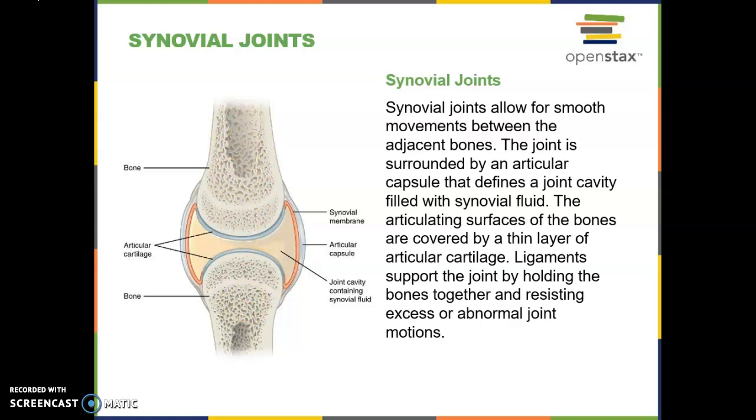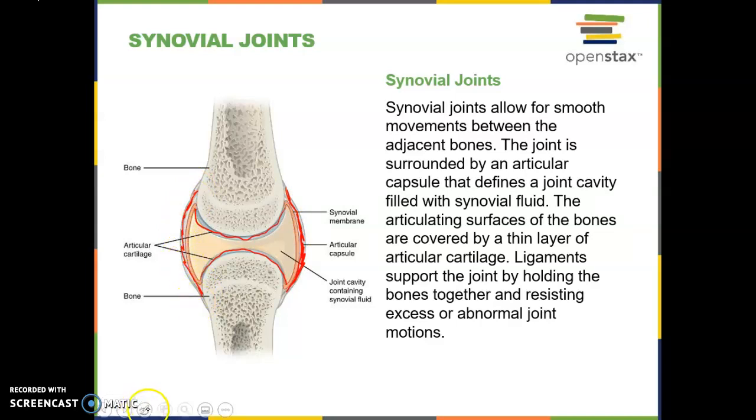And the articular side of the bone is surrounded by the articular cartilage, which is this blue one right here. This is the articular cartilage. Then supporting the joint, we have this articular capsule. Do you see this? This is the articular capsule on either side.